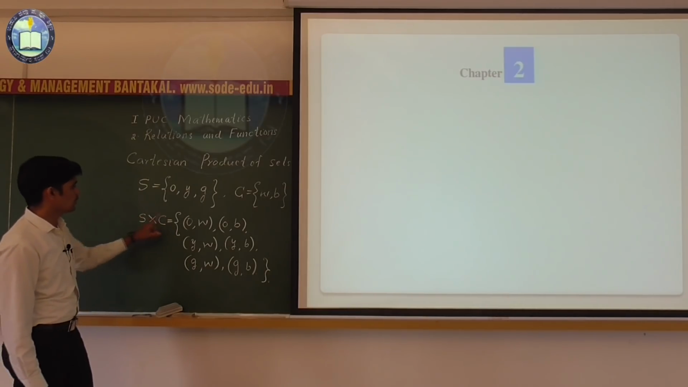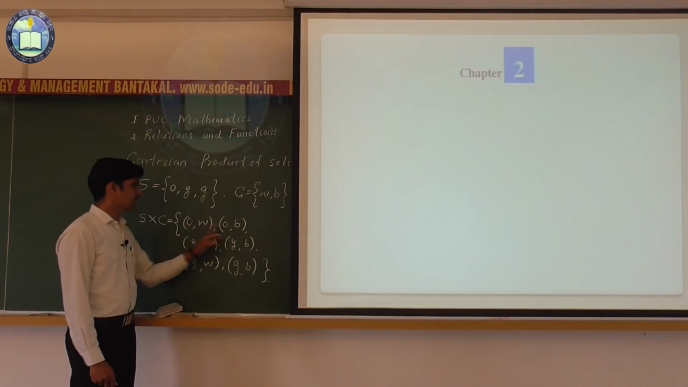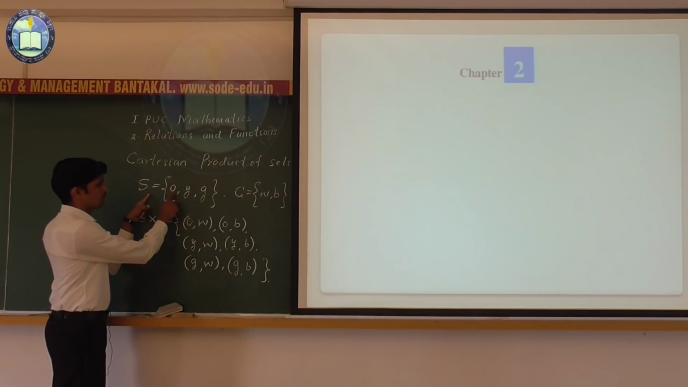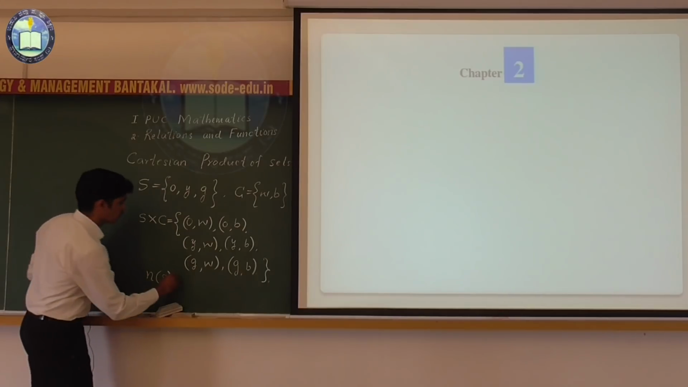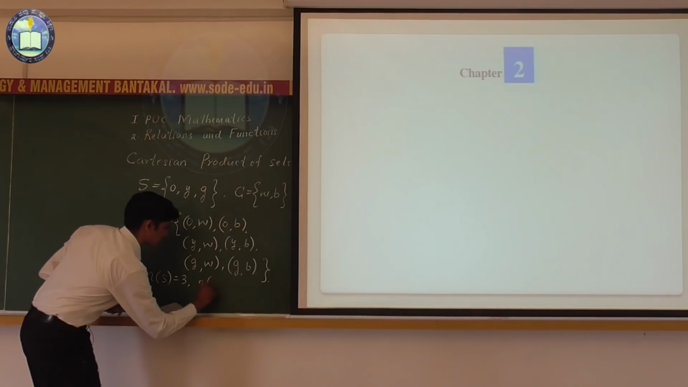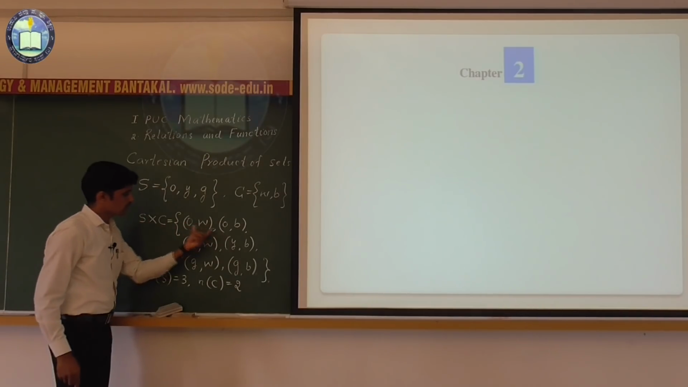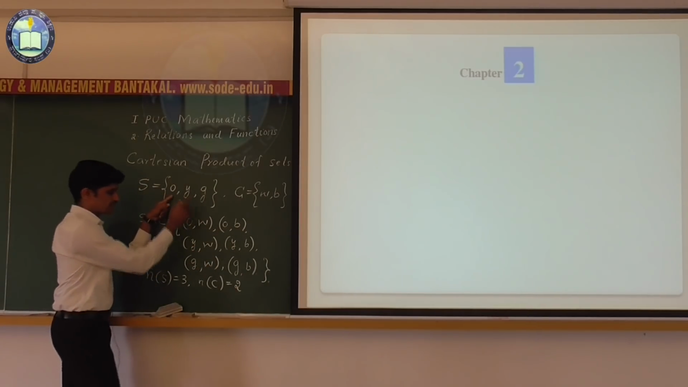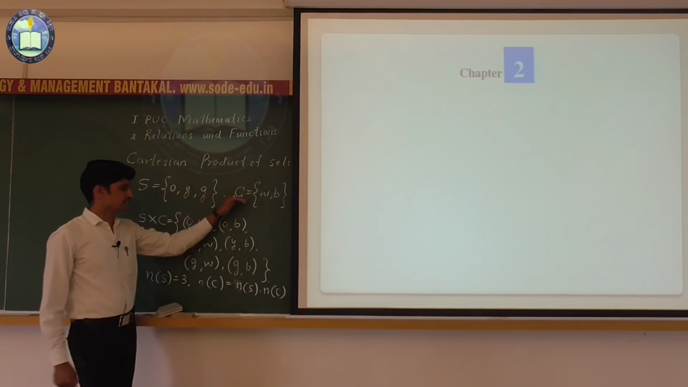Now here we can observe that all the ordered pairs have the first element from the set S and they have the second element from the set C. So also we can observe here that there are three elements in the set S, that is number of elements in set S, n of S, is equal to 3 and number of elements in the set C, that is n of C, is equal to 2, and in S cross C we can observe that there are 6 elements, 1, 2, 3, 4, 5, 6. That is actually the number of elements in set S into number of elements in set C.